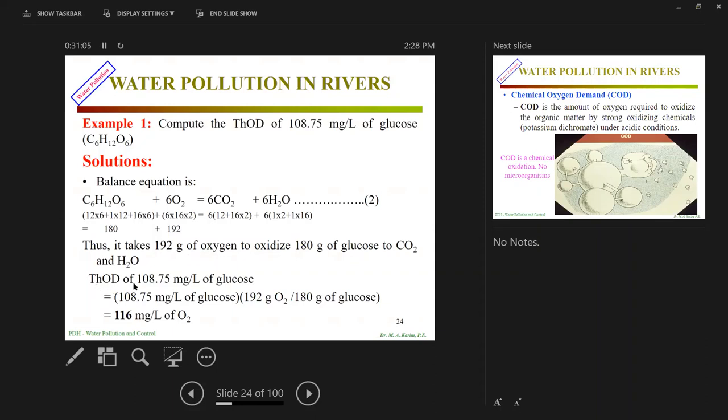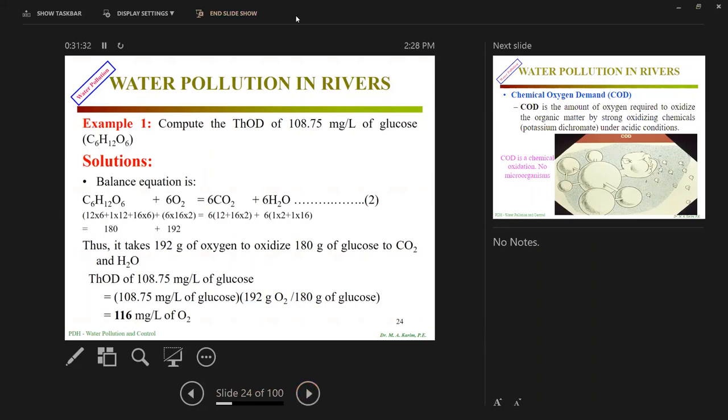Therefore, the theoretical oxygen demand of that much glucose is equal to this times 192 divided by 180. So ultimately, I got 116 milligrams per liter of oxygen that I need. If I do it this way, then it's called theoretical oxygen demand. But if I do it in the lab, then it is called BOD. That would be called BOD.